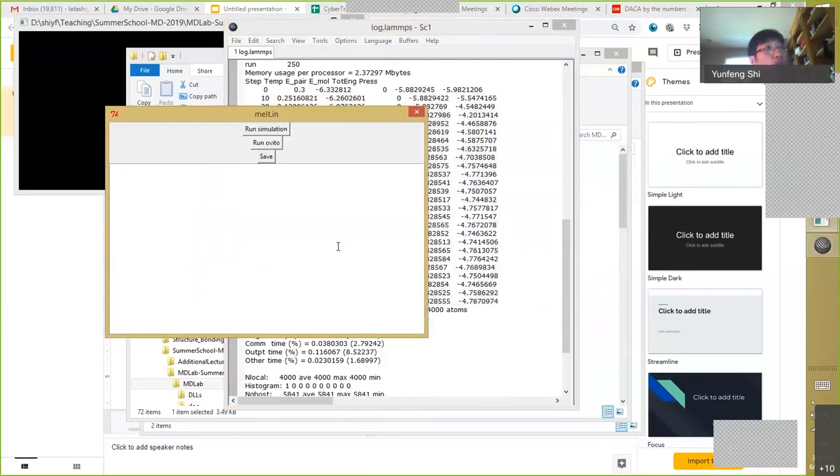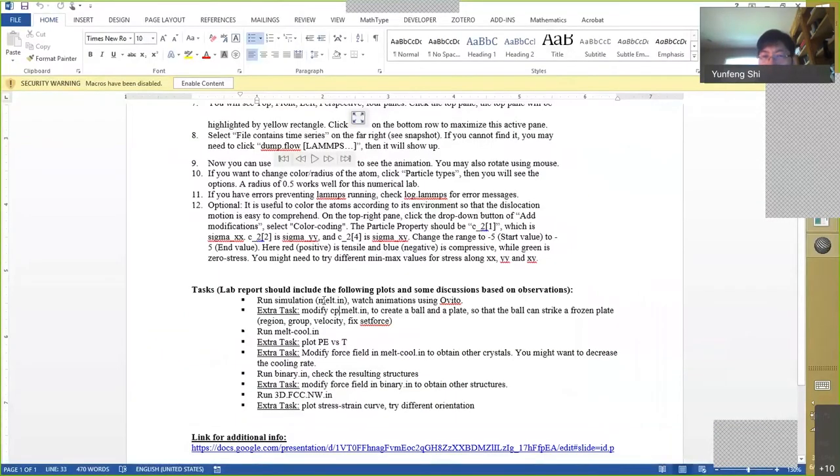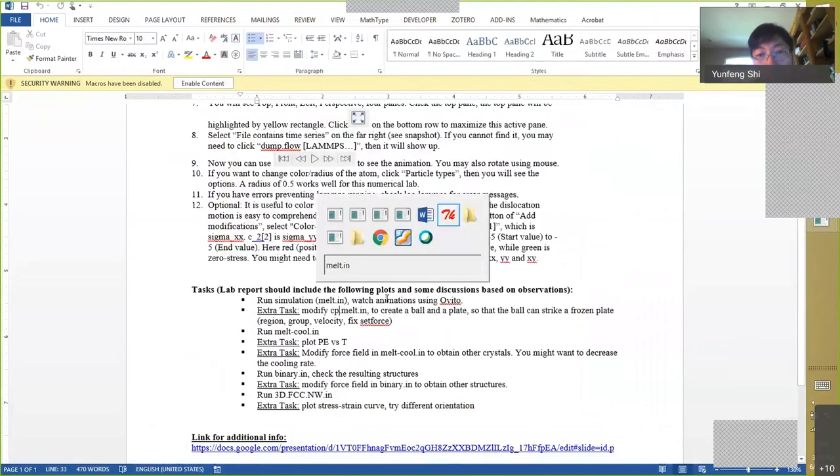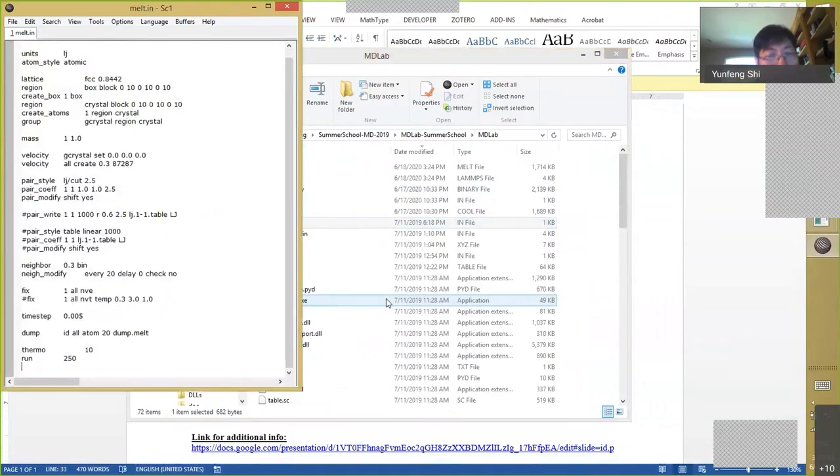Now let's go back. Let me go to the Word doc. So this is the first melt.in. We can melt it. How do we melt it? We can go back to the in.melt and look at this. Where is the velocity? Okay, see here, velocity. Now it is 0.3, right? This is not a very low temperature, but not that high. If we change it to 3, it might melt, right? You go ahead and check. Change that, save it, run it again. You might also want to run it a little longer.